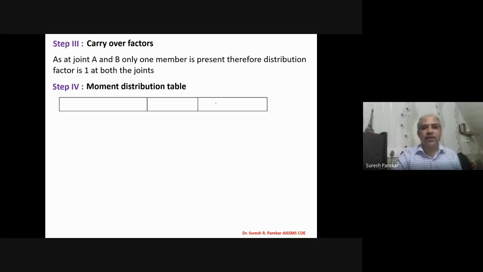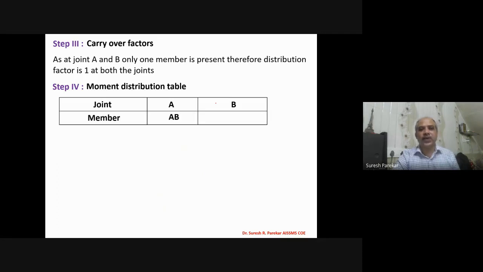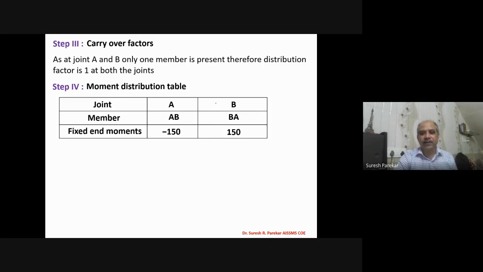Now step 4, the moment distribution table. As we do not have a carryover factor of 1, we need not involve it in the table. We have two joints only, joint A and joint B. After the joints, we have two members: at joint A we have AB, at joint B we have BA. The fixed end moments we have calculated are minus 150 and 150. After this, you can see we have released support B.